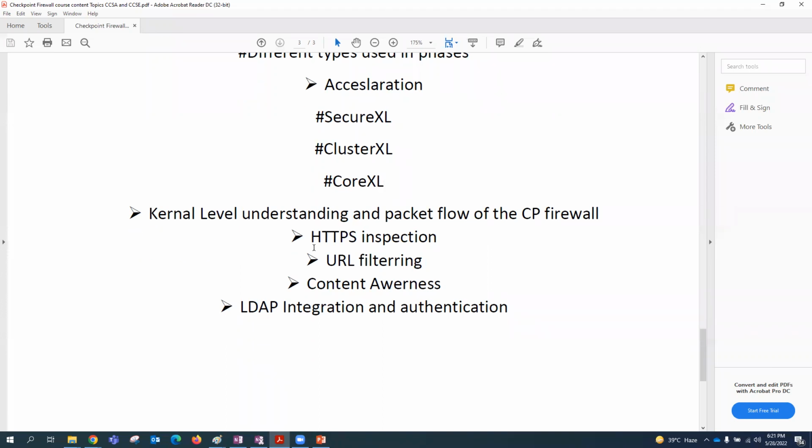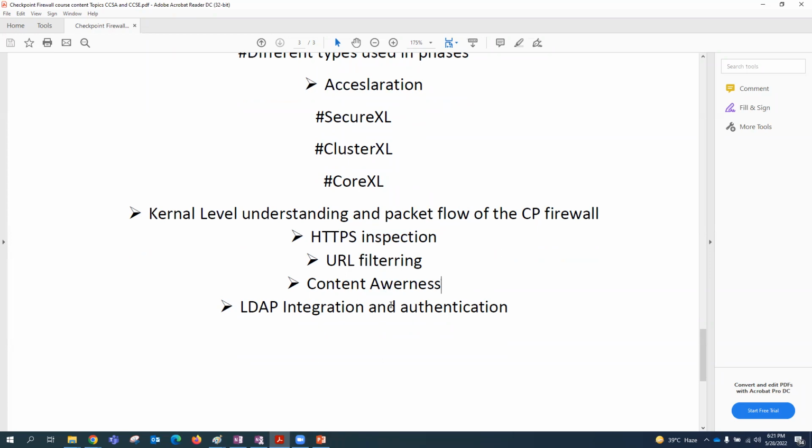And if you talk about next-generation features, we have HTTPS inspection. We'll see that in this course. URL filtering, we'll see. Content awareness, right? Some people might get confused: what is URL filtering and what is content awareness?